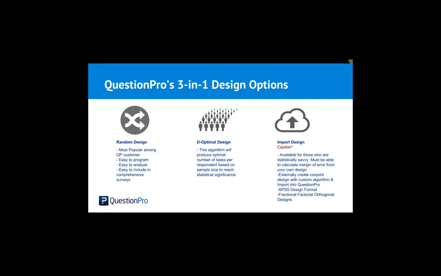This is really intended for those who are more advanced and they understand how to do different conjoint design options, such as fractional, factorial, orthogonal designs as well. But I would say out of all three, the first two are most popular, with the random design being the most popular out of everyone. So if this is your first time doing conjoint analysis of any kind, start with random design, keep it simple, and then as you continue to use this question type in your comprehensive survey, then you can start looking at other options, and QuestionPro is available to you to help walk you through this process.